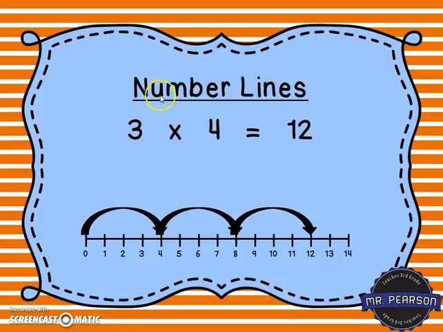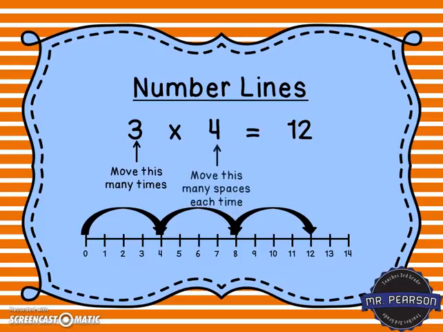So here on this number line, we have the multiplication sentence 3 times 4 equals 12. So what that tells us is we're going to make 3 jumps. 1, 2, 3. And each time we jump, we're going to jump a total of 4 spaces. 1, 2, 3, 4. And the product here tells us where we're going to land. The first factor says move this many times, the second says move this many spaces each time.